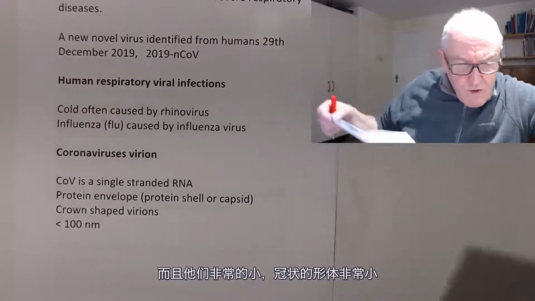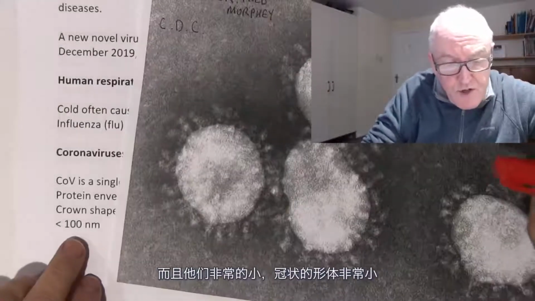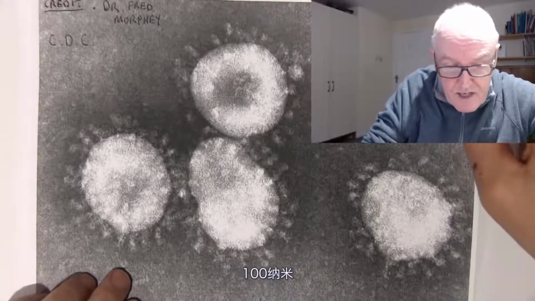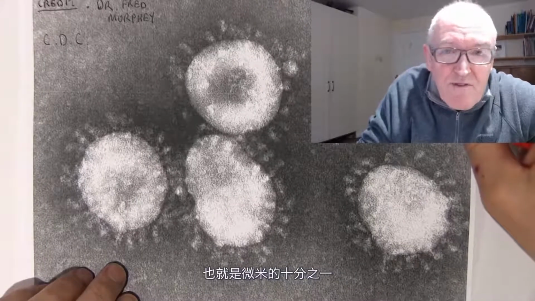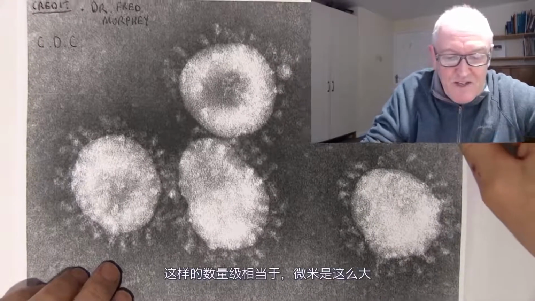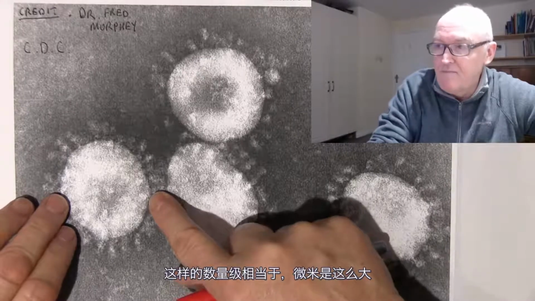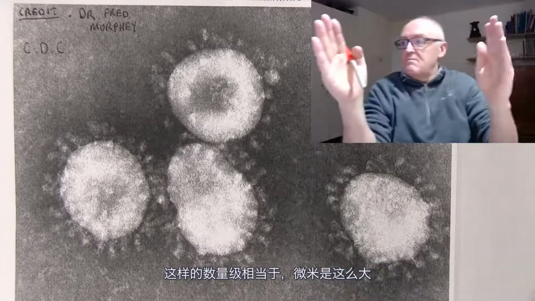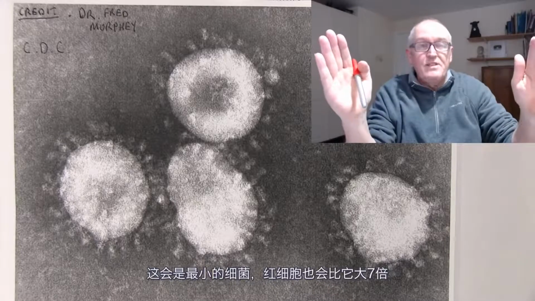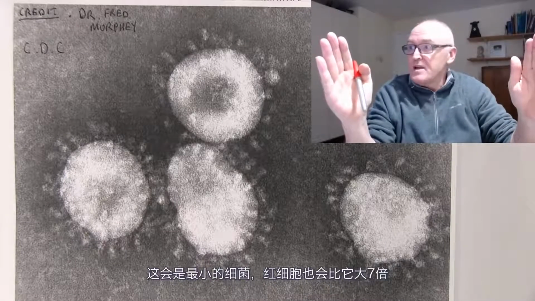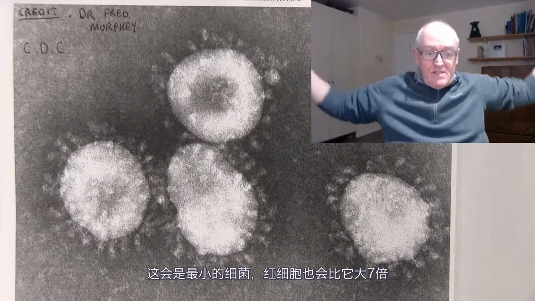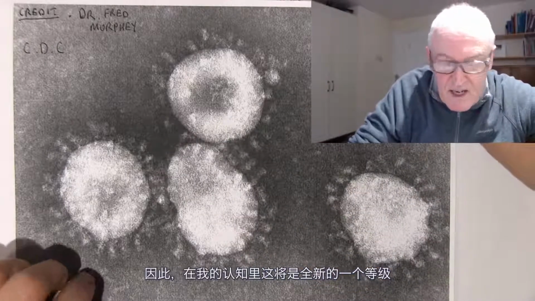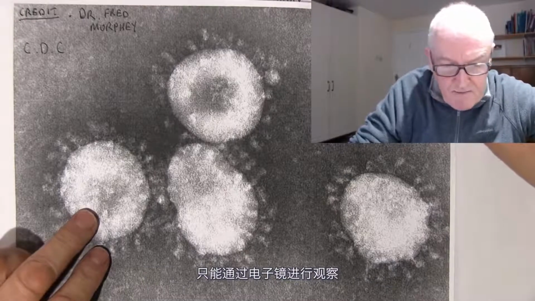And they're very small. Well, we've seen the crown shape. They're very small, 100 nanometers. So that's a tenth of a micrometer. So on this scale, a micrometer would be sort of about this kind of size. That would be the size of the smallest bacteria, and a red blood cell would be 7 times the size of that. So we're on absolutely minute scale here, only visible with the electron microscope.